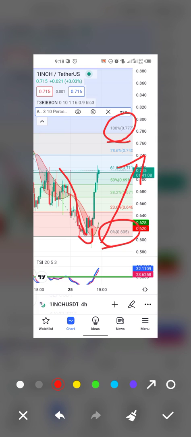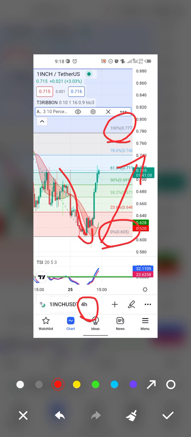So the previous trend was, ladies and gentlemen, a downward trend. Now it is an upward trend. If you decide to trade in the 4 hours time frame, let me check it in the 1 hour. It might be a different trend. So I would advise a longer time frame if you decide to use the Fibonacci indicator.